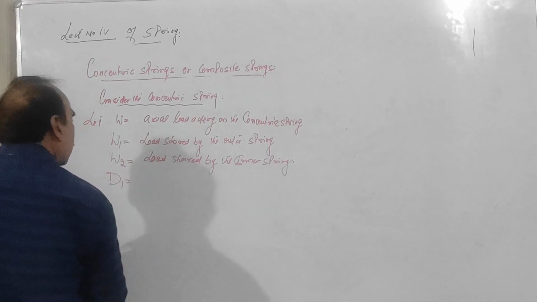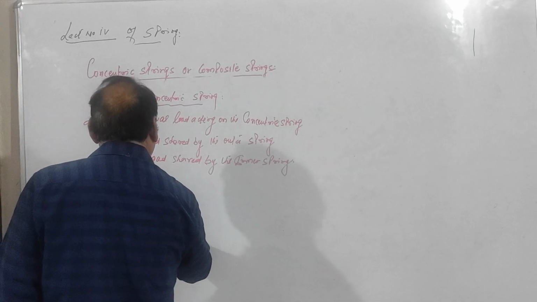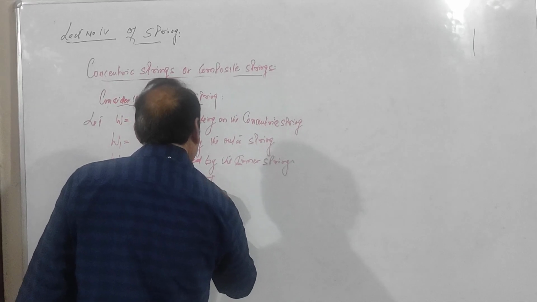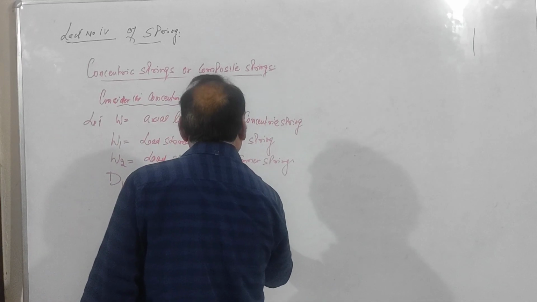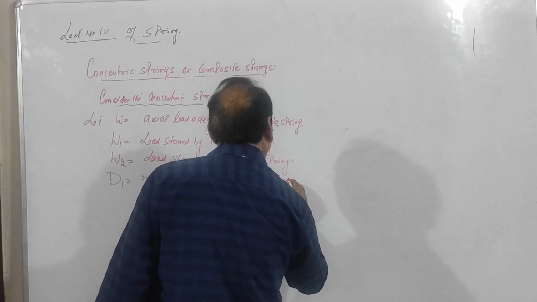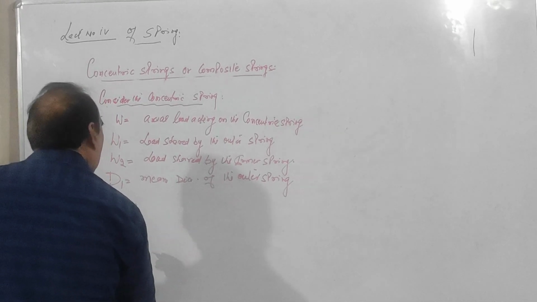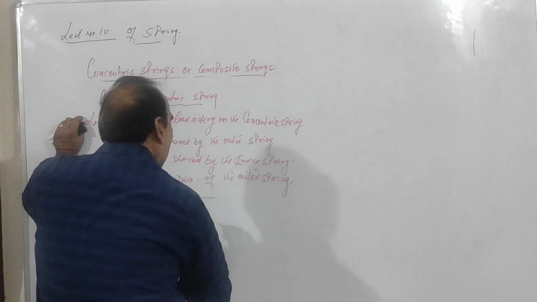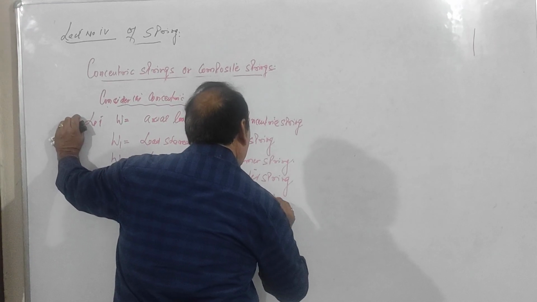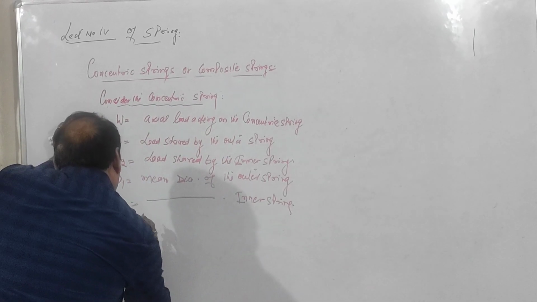D1 mean diameter of the outer spring. D2, so mean diameter of the inner spring, right? इसी तरीके से आप D1 ले लीजिए.